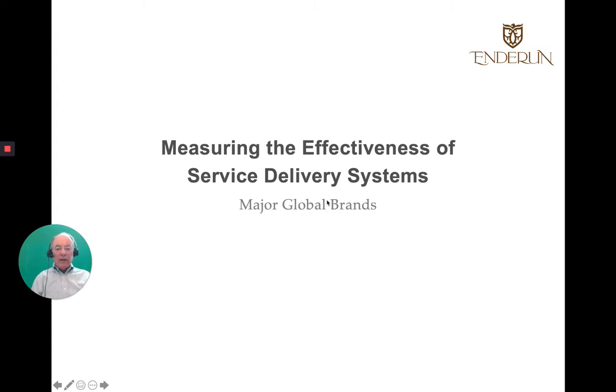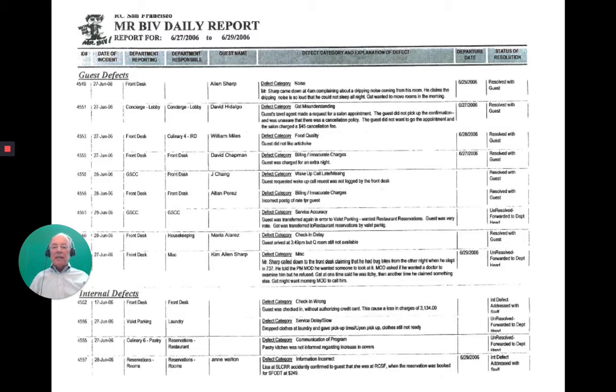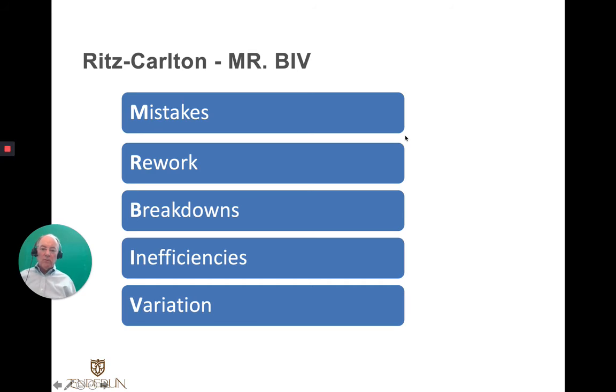Now, if you're looking at measuring the effectiveness of the service delivery system in the major brands, they all have systems in place, and I'm going to show you some examples of those. Ritz-Carlton uses something called Mr. BIV, which is an acronym for mistakes, rework, breakdowns, inefficiencies, and variations. They're looking at the compilation of all of those kinds of activities, what may happen along the way, and you get a Mr. BIV daily report, which is basically a summary of what happened, what department was responsible, what exactly happened, and the status of the resolution in terms of what they actually did.